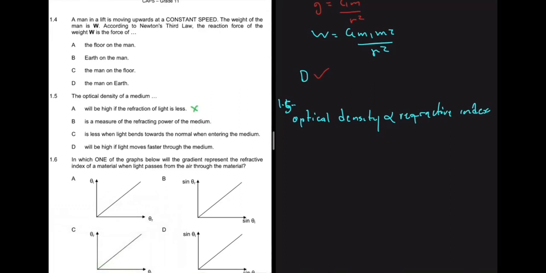Now let's look at B. B is saying that the optical density of a medium is a measure of the refractive power of the medium, right? And that's exactly what I've been proposing. So for 1.5, we go in with option B. The optical density of a medium is a measure of the refractive power of that medium, right? And as a consequence, the higher the optical density, the higher the refractive index of that medium.